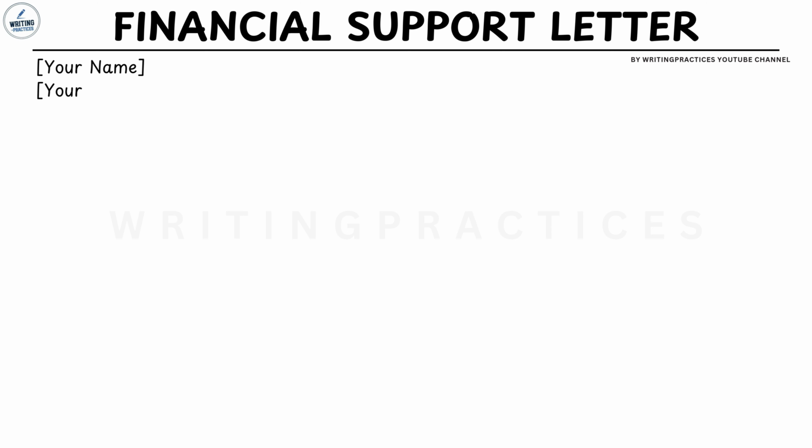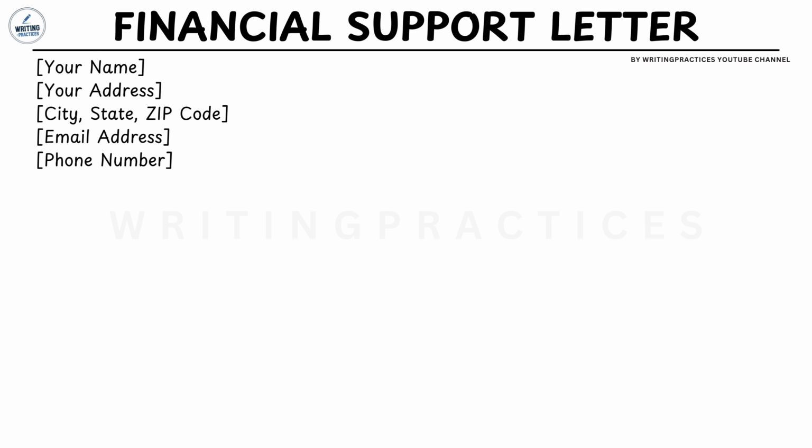Step 1. Your contact information. The first part of your letter should include your contact details at the top. Write it like this: your name, your address, city, state, zip code, email address, phone number. This makes it easy for the recipient to know who you are and how they can reach you. Double-check that everything is accurate, especially your email and phone number, so they can respond without delay.